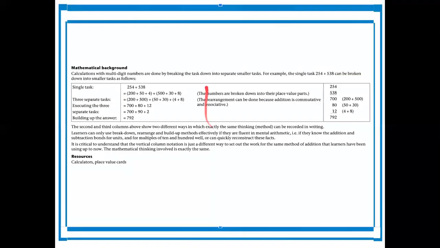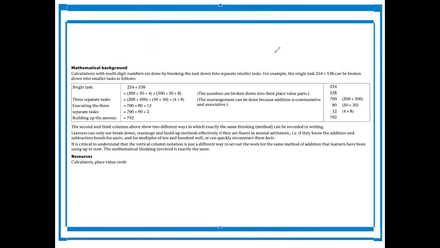Okay, so let's look at some mathematical background. Calculations with multi-digit numbers are done by breaking the task down into separate, smaller tasks. For example, the single task, 254 plus 538, can be broken down into smaller tasks as follows.